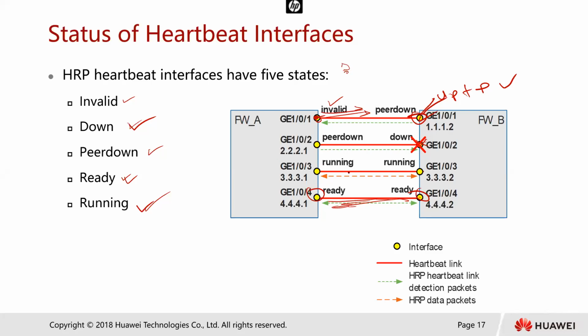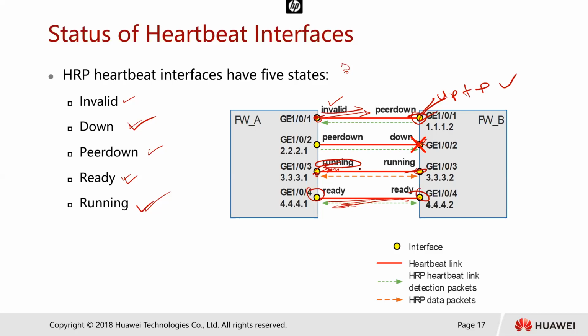When it comes to running, when multiple local heartbeat interfaces are in a ready state, that's when we are in a state of running. The firewall sets the status of the first configured one to running. If only one interface is in the ready state, then the firewall sets its status to running. Basically, there are multiple interfaces configured, and the first one is called running, the one which is going to send the packets in and out.